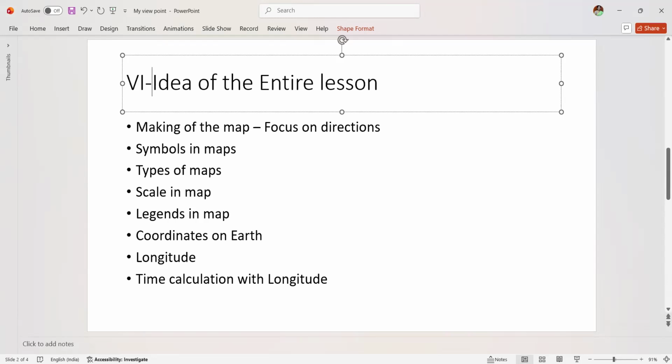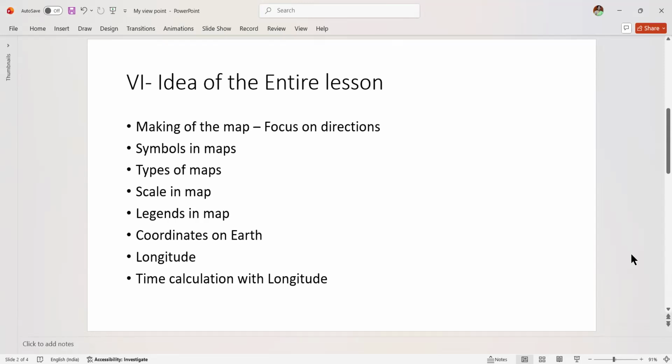globes and maps lesson. What was the idea of the entire lesson? The idea of the lesson is for making the map in the initial stage with the focus on directions. Later, develop it into symbols in the maps. Then, further, understand what are the different types of maps that are available. Then, how is scale utilized in maps? What are legends in maps and what is the use of legends in maps?